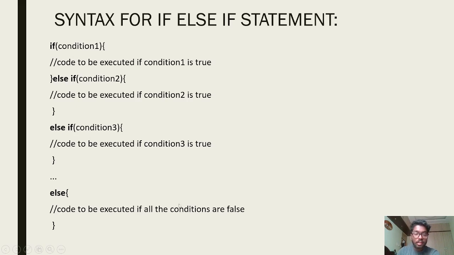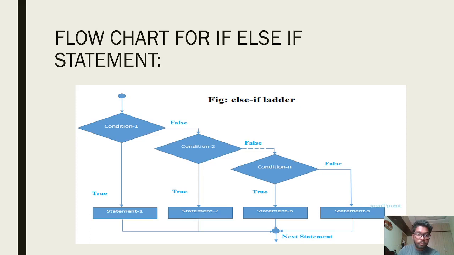So let us understand this with the help of a flowchart. You can see here there are basically three conditions. Condition 1: if condition 1 is true, statement 1 is going to be executed. If it's false, it's going to go to condition 2. If condition 2 is true, then it's going to go to statement 2. If it's false, it's going to go to the next condition n. If condition n is true, it's going to print statement n. If it is false, it's going to print statement s. So it's going to end the program.